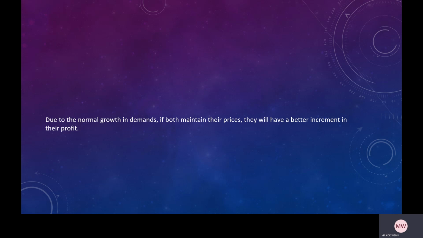Due to the normal growth in demand, if both maintain their prices, they will have a better increment in their profit.